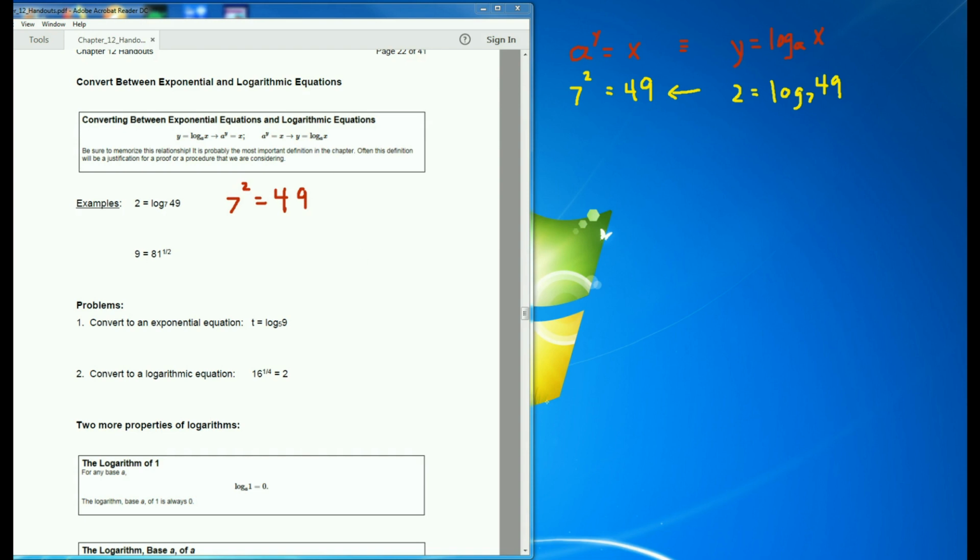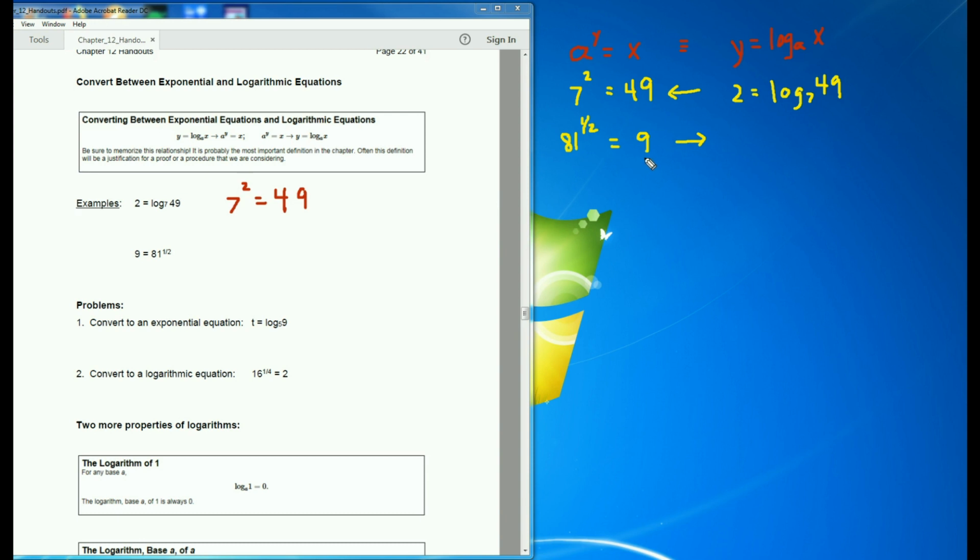All right, let's try the next one. So this is obviously an exponential equation, and in this case we want to convert it to a logarithmic equation. All right, so let's do the same thing. We've got 9 equals 81 to the 1/2. That's just saying 9 equals the square root of 81. So in this case, we're starting with this, and we want to convert this way.